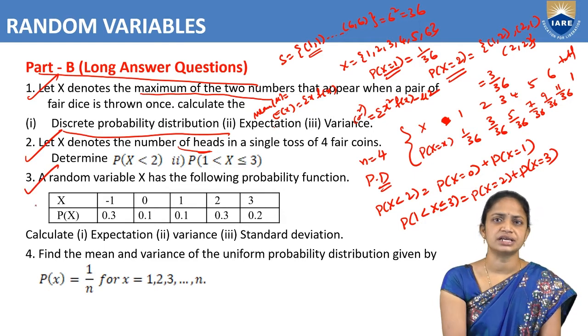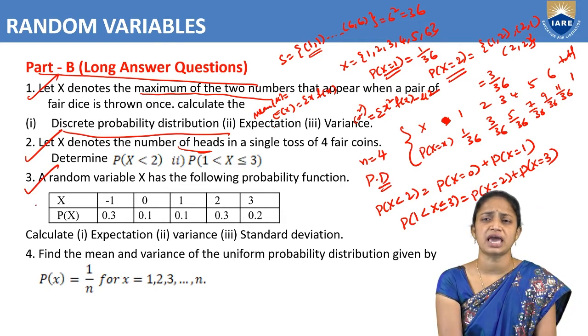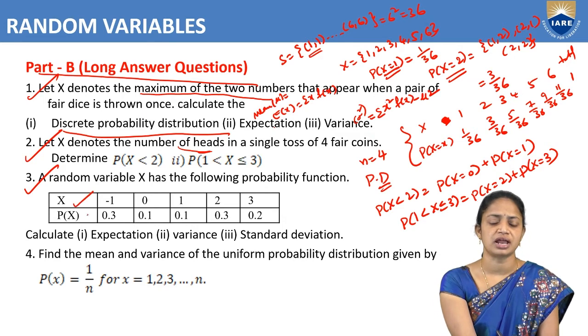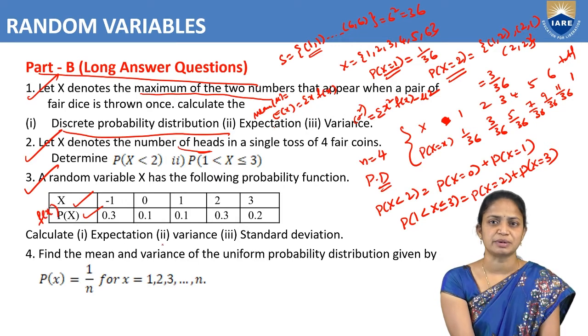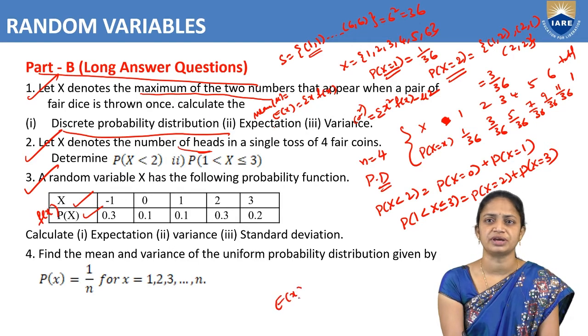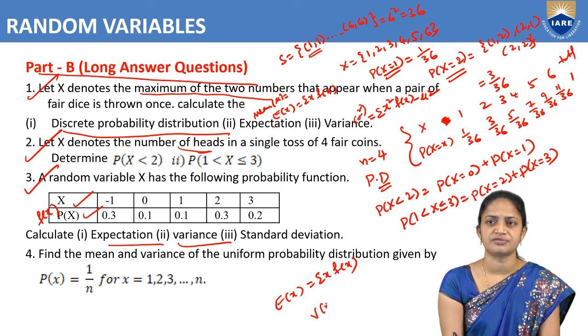Now, next question: a random variable x has the following probability function. Here they have given the x values and P of x, that is f of x values. Calculate the expectation of x. We know that the expectation of x equals summation x into f of x. And the variance of x is summation x square f of x minus mu square. So what about the standard deviation?